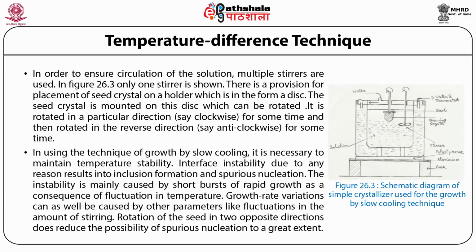In using the technique of growth by slow cooling, it is necessary to maintain temperature stability. Interface instability due to any reason results in inclusion formation and spurious nucleation. The instability is mainly caused by short bursts of rapid growth as a consequence of fluctuation in temperature. Growth rate variations can as well be caused by other parameters like fluctuation in the amount of stirring. Rotation of the seed in two opposite directions does reduce the possibility of spurious nucleation to a great extent.